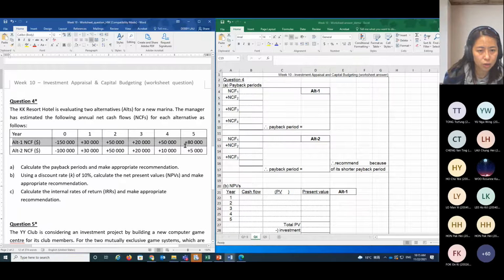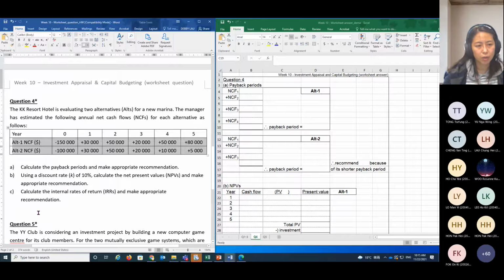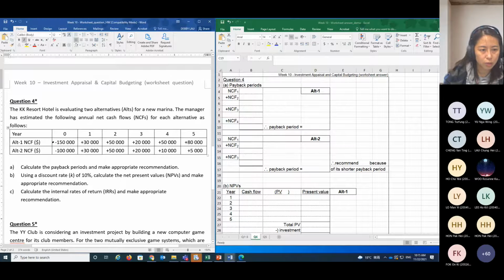The investment cost for these 2 projects is different, and also for the cash inflow, the total amount of cash inflow are different.